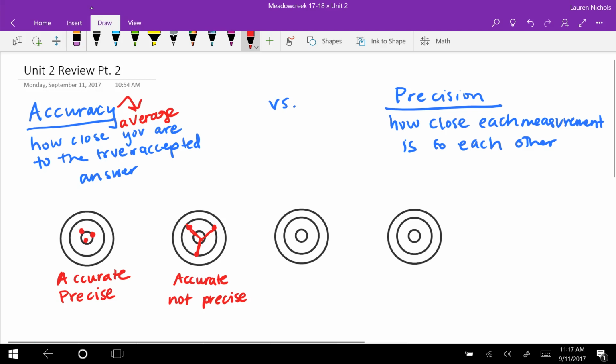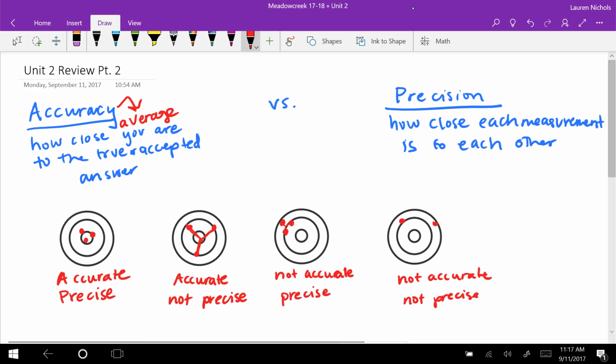Now, what if we look at something that is precise but not accurate? Something that would be precise is if I throw all 3 darts over here. They're very close together. However, their average is nowhere near the bullseye. And if you are just really bad at darts, you're going to be not accurate and not precise. And that might look like this. Okay, all far apart, the averages, it's not really going to make sense.